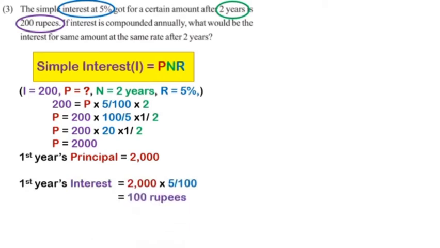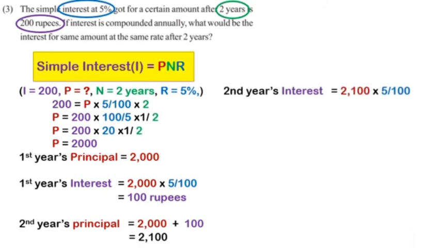Clear children? So the first year's principal amount is 2,000 rupees. Then how much is the first year's interest? 2,000 into 5 by 100, that is 100 rupees. So how much is the second year's principal amount? This 2,000 plus 100, that is 2,100. Then how much is the interest in the second year? 2,100 into 5 by 100, that is 105 rupees.